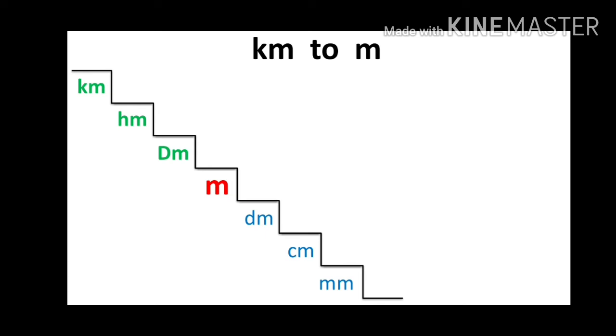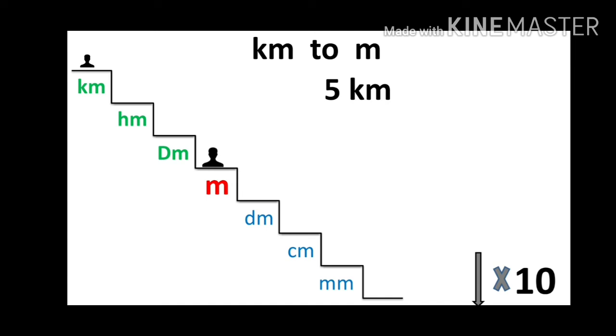Now let's see kilometer to meter. Here we can see the base unit has been changed to meter, that is M in the middle. So according to that, kilometer, hectometer, decameter. Capital D is decameter, small d is decimeter, centimeter, then millimeter. So let's take an example, 5 kilometer. From kilometer to meter, we have to come from up to down, so when you are coming down, we have to always multiply by 10.